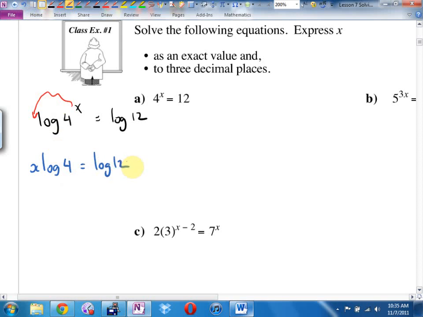Why is that so nice? Because now I can get the x by itself. How? What's happening between the x and the log 4 mathematically? Adding, subtracting, multiplying, or dividing? Times, so how do I move the log 4 over?